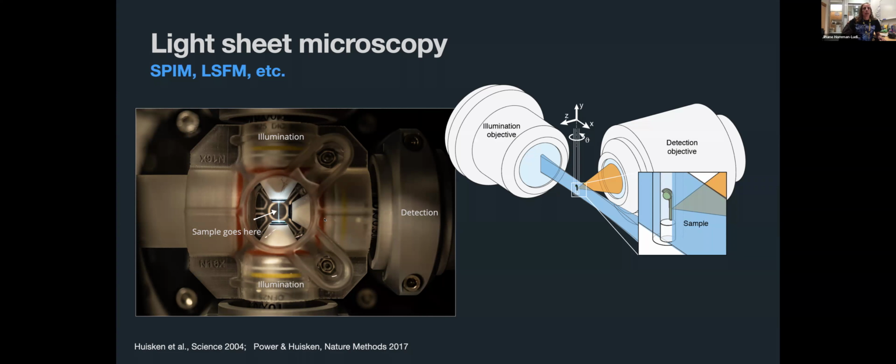Thanks. And do you also provide support in terms of image analysis? Because sometimes it's really nice you get lots of data, but then people don't know what to do with them.